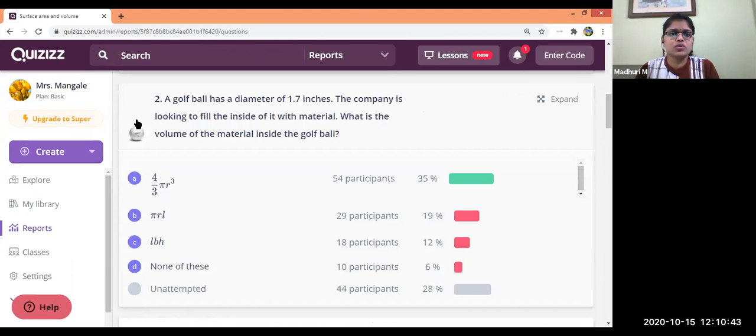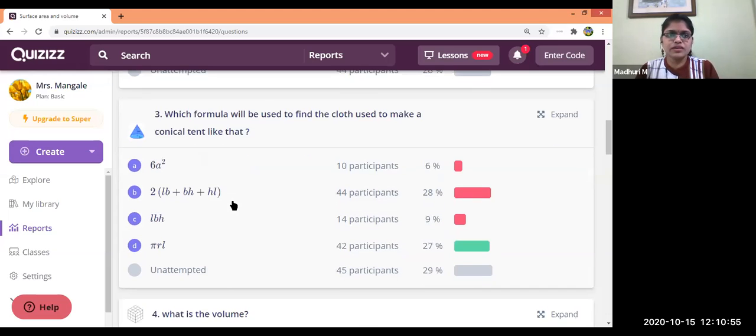Then the next was a question on a sphere, a golf ball, and we are asked to find the volume. So what is the volume of a sphere? That is 4 by 3 pi r cube. Okay. The next question was which formula will be used to find the cloth used to make a conical tent? Now this was another tricky question. A conical tent, and we are using a cover to make that tent, so clearly that has to be curved surface area and not total surface area. Okay, so curved surface area of cone, that is pi r l.